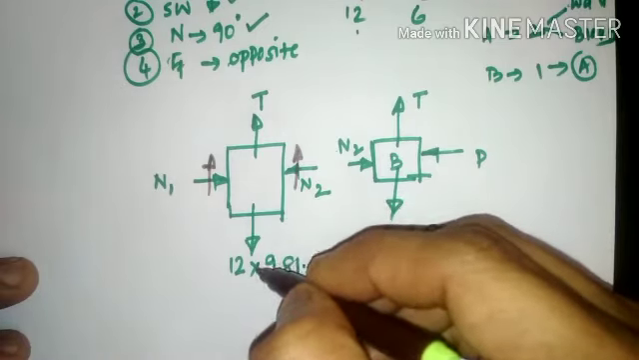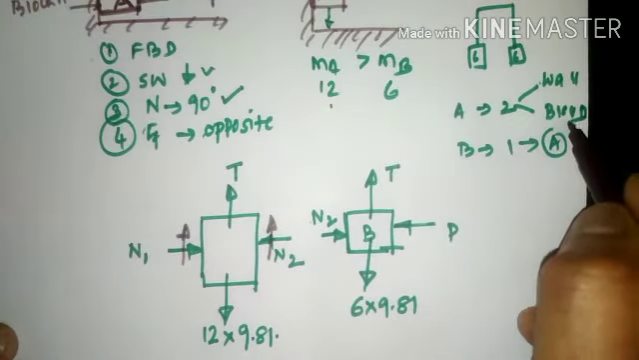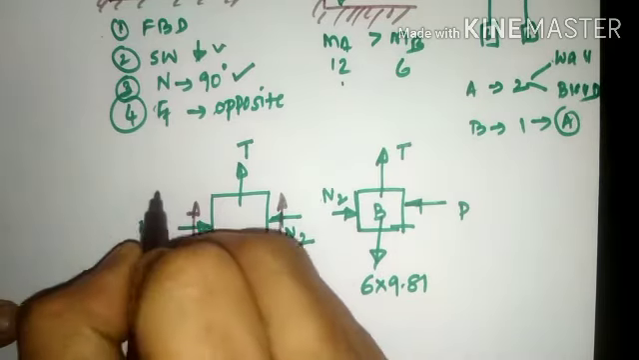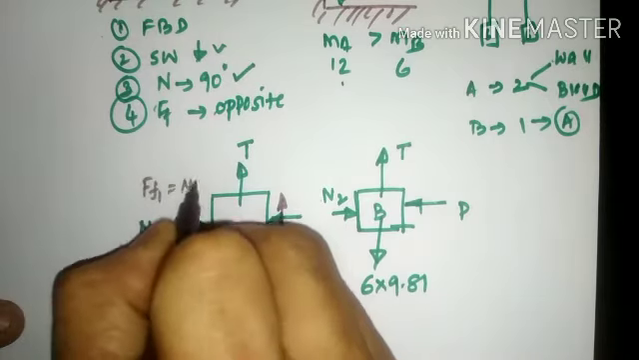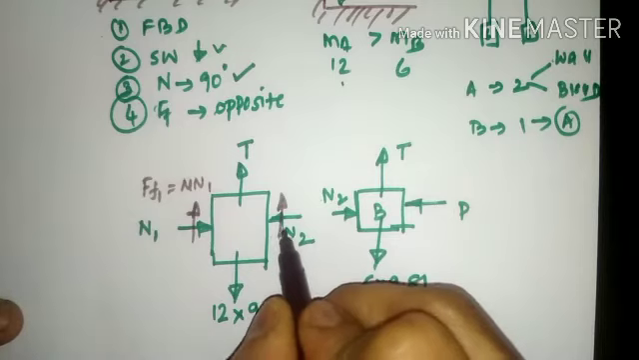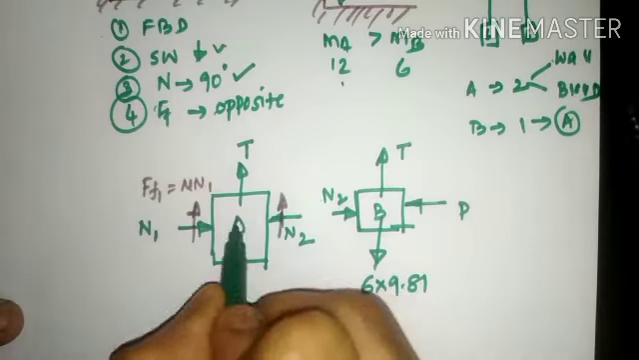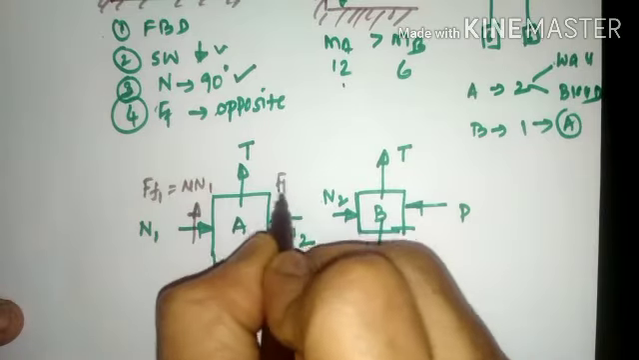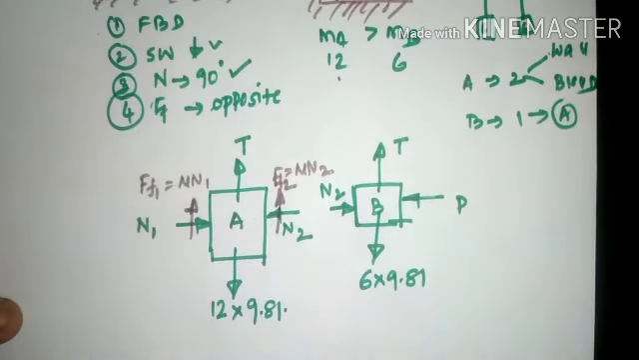If A moves downward, A has a contact surface at two junctions, one at the wall position, the other at the block B position. This is the contact surface for frictional force at the wall position. This frictional force I shall call F of F1, which will be mu times N1. Likewise, this is the frictional force between block A and block B, which shall be named F of F2. And this F of F2 will be mu times N2.